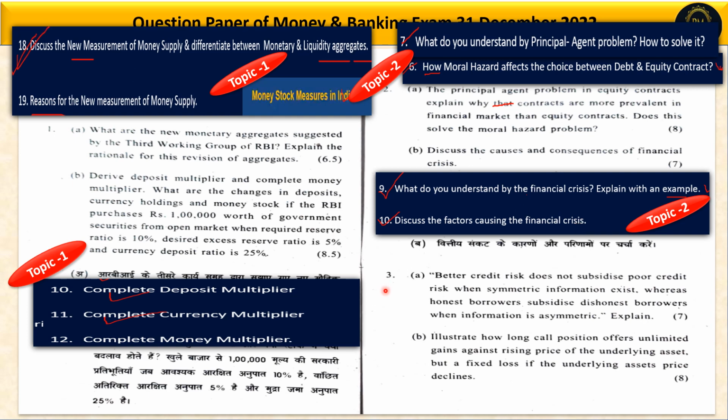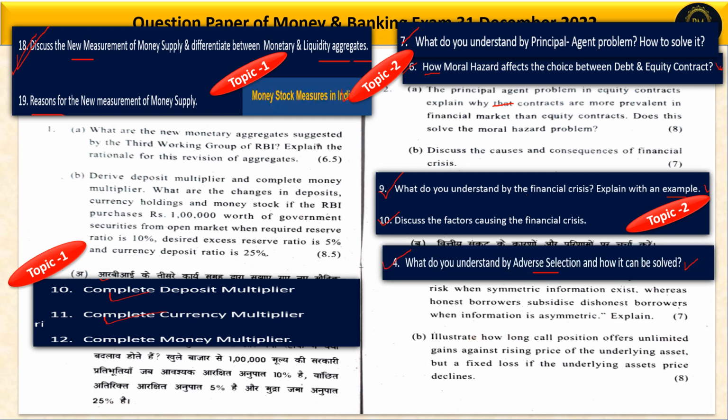Now coming to question number 3A, better credit risk does not subsidize poor credit risk when symmetric information exists, whereas the honest borrower subsidizes dishonest borrower when information is asymmetric. So for this question, I asked you to prepare what do you understand by adverse selection and how to solve this problem in topic 2. So this is the question from adverse selection.